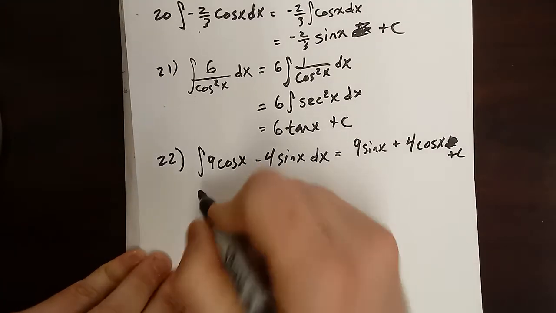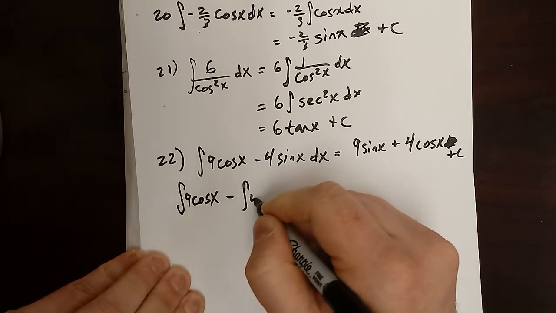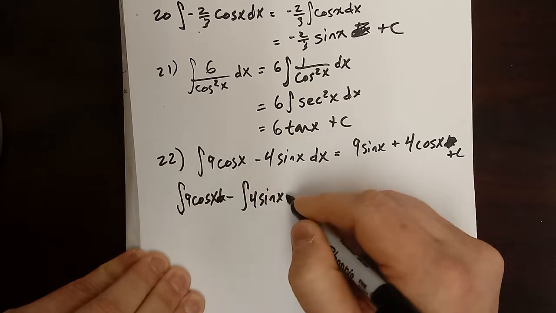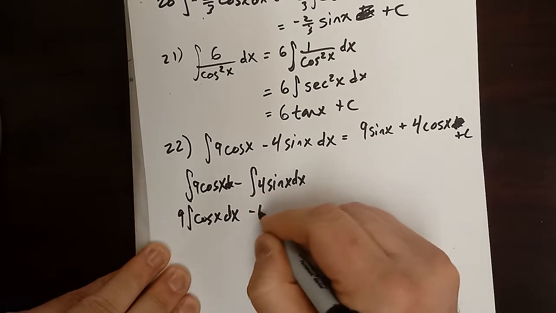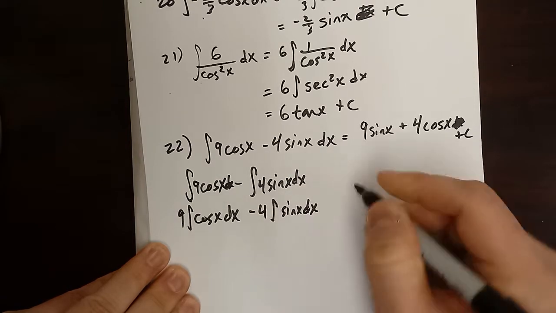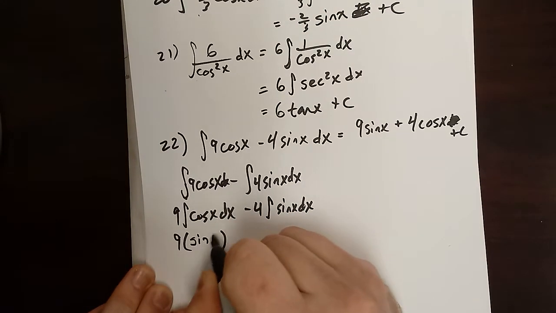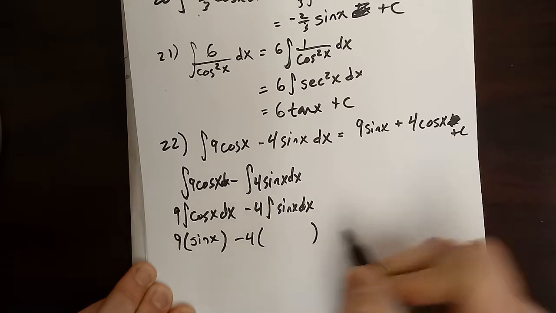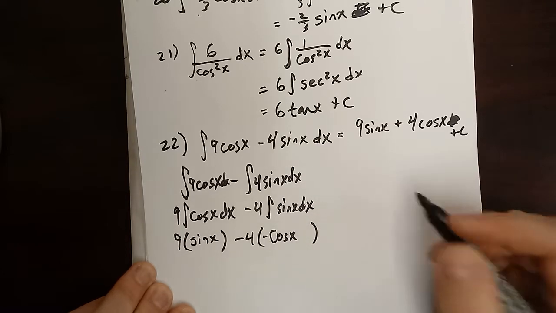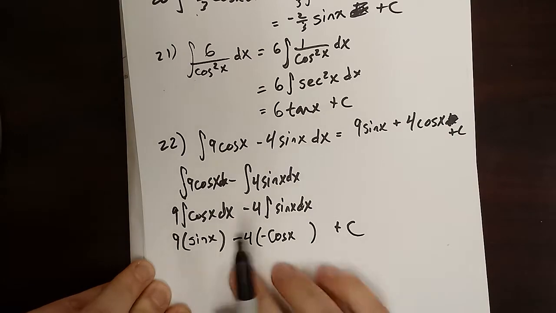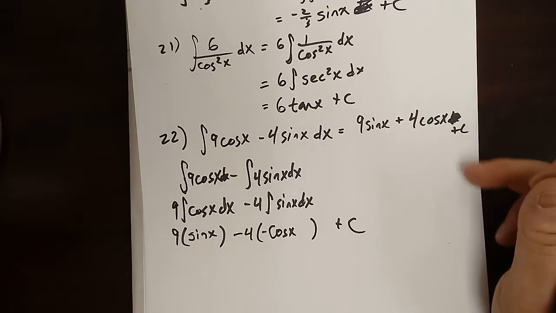So the technicality of this: I actually could rewrite this as the integral of 9 cosine x dx minus the integral of 4 sine x dx. Then I can pull the constants out and say this is 9 times the integral of cosine x dx minus 4 times the integral of sine x dx. And then this is 9 times sine of x, minus 4 times the integral of sine, which is negative cosine. Then we'll tack a plus c on the end because there could be some combination of constants added on. Or you could even have a plus c in both of them. And then this cleans up to that answer.